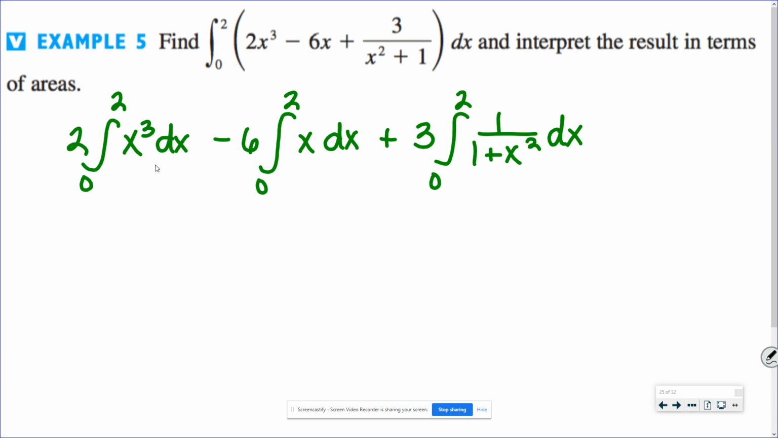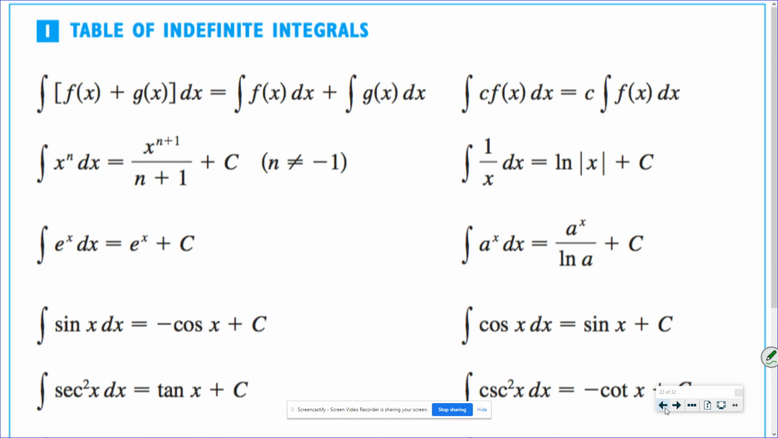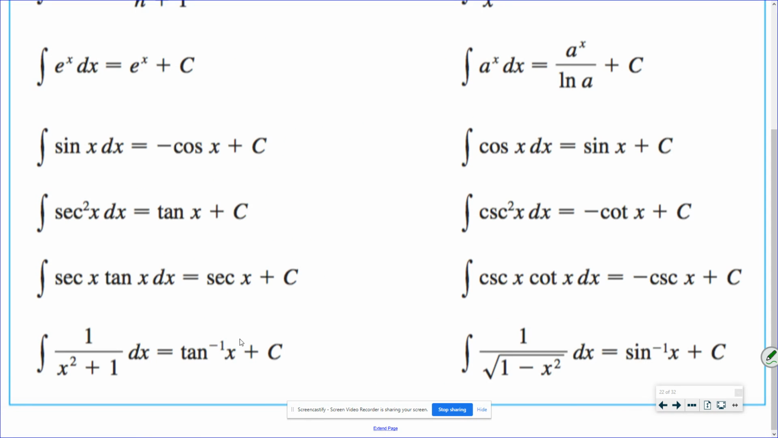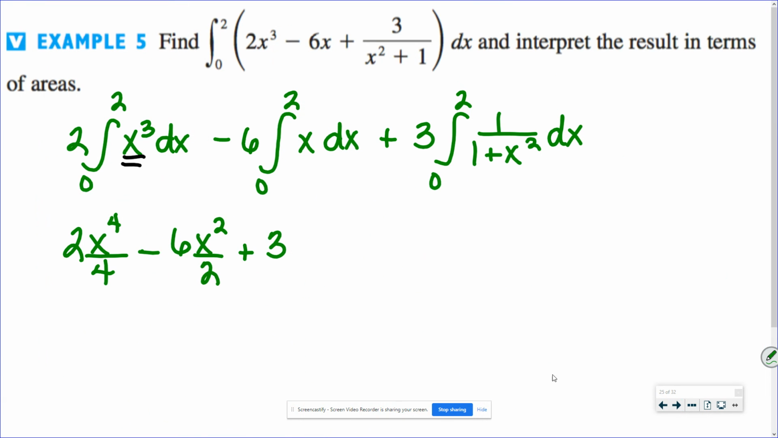All right, now we need to antiderive. So antiderivative for x to the third would be 2x to the fourth over 4, and the 2 just drops down. The antiderivative for x would be x squared over 2. And then, I don't know if anybody caught this or not, but the antiderivative for 1 over 1 plus x squared, that's in your little cheat sheet over here, all the way at the bottom, I think. It's inverse tangent. You may have seen one like that the other day. And all of these are being evaluated from 0 to 2.